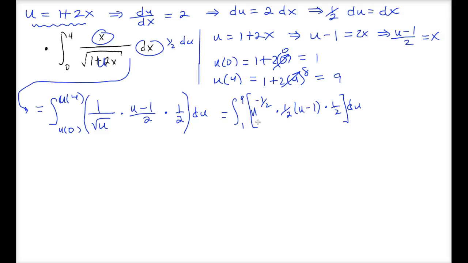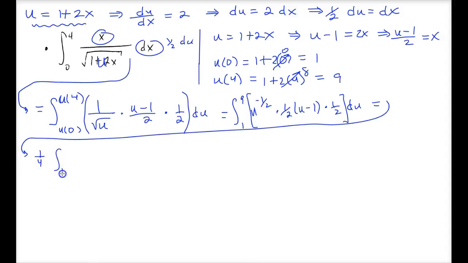And so now we just need to simplify what we have so that once we're done, we can take the antiderivatives easily and use the net change theorem. So I see that I have a 1/2 and a 1/2, that's a constant. So when I multiply that, I have 1/4. That is going to be the constant that I take out of the integral. And then what I have left is u raised to the negative 1/2 times (u minus 1) du. And of course, u is the same thing as u raised to the 1.